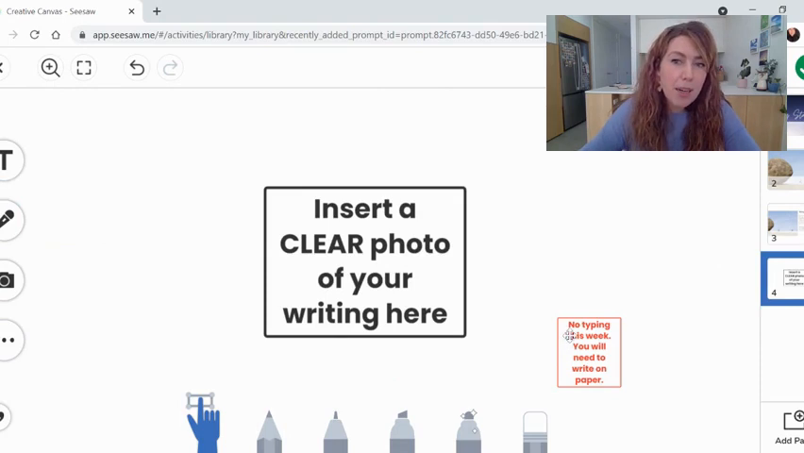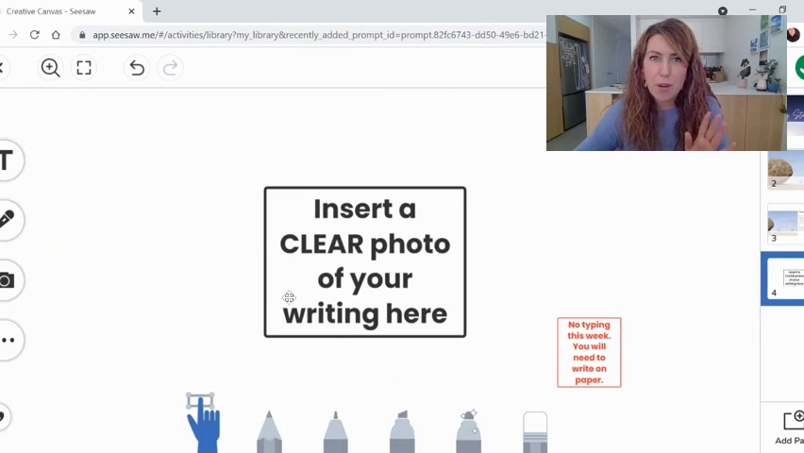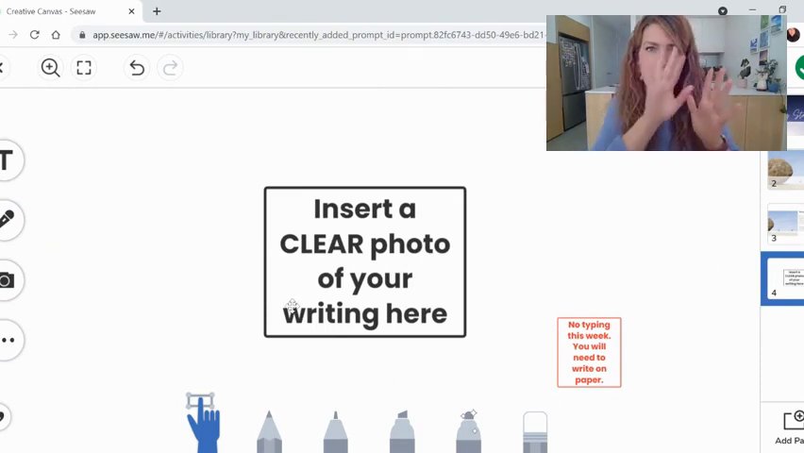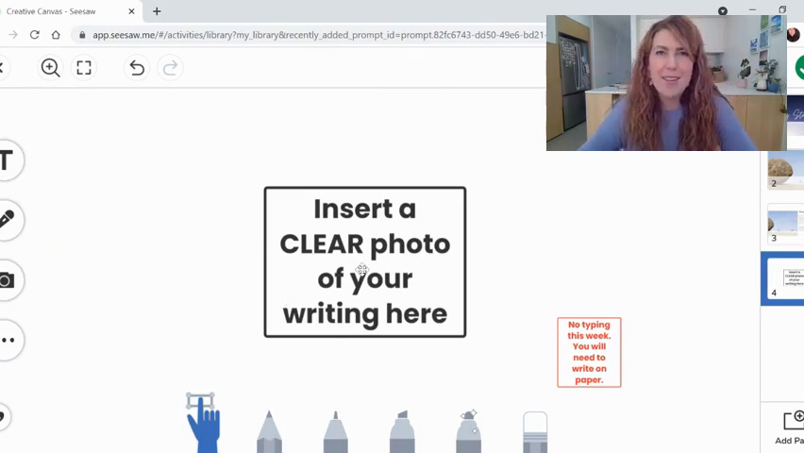Remember, it's on paper. There's no typing again today. It's on paper. You're going to take a clear photo. That's one where you get in nice and close so we can read all the words. All right, good luck with this one today. We look forward to seeing what you submit.